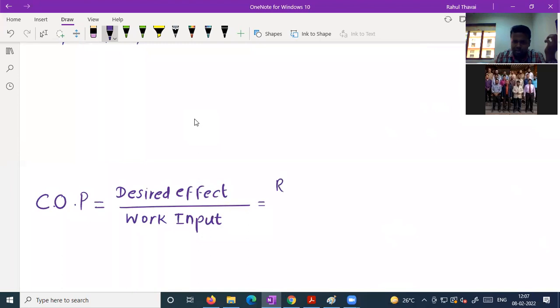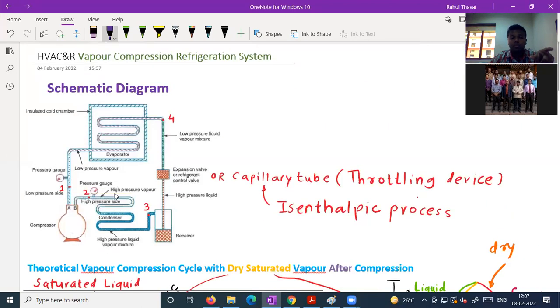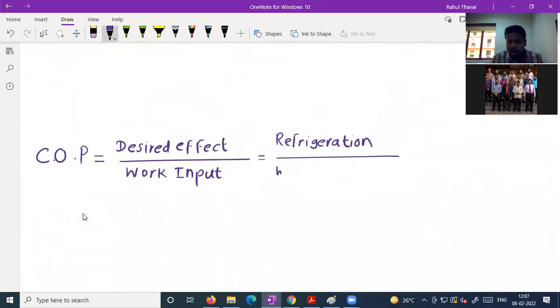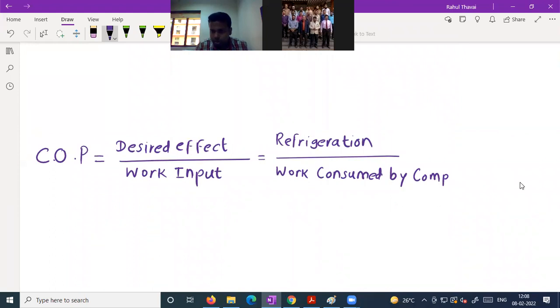So I'll write down here: the desired effect will be refrigeration. We want refrigeration, and we will get a refrigeration effect at the expense of the work that is consumed by the compressor. You can see we are able to get the refrigeration effect because we are supplying power to the compressor. So I'll write down here, divided by the work consumed by the compressor.